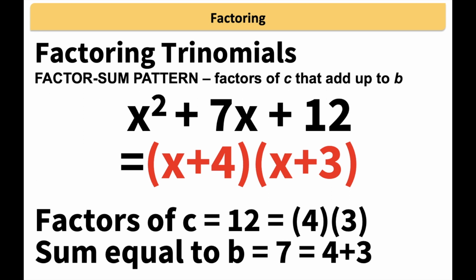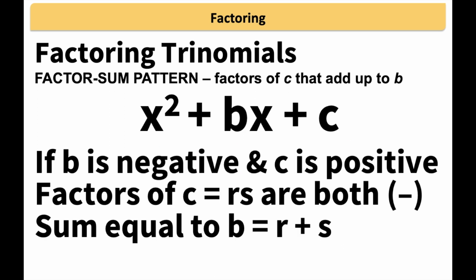Okay? So, paano naman kapag negative yung A mo o kaya negative yung B or negative yung C mo? In general, mag-a-apply pa rin yung pattern na to o yung rules na to. Okay? So, for example, let's say if B is negative and C is positive. So, para maging positive ang C, dapat pareho ang sign ng factors niya.